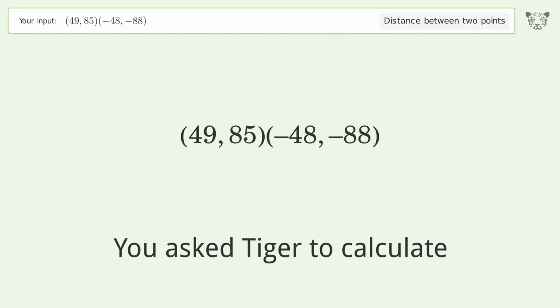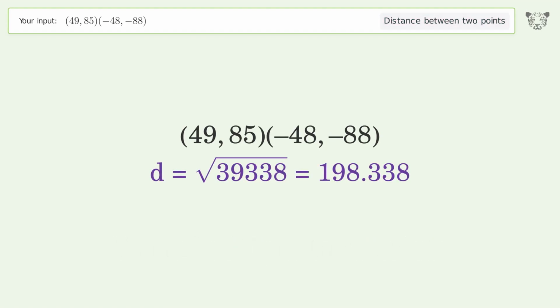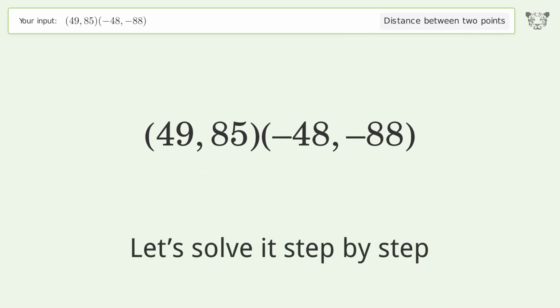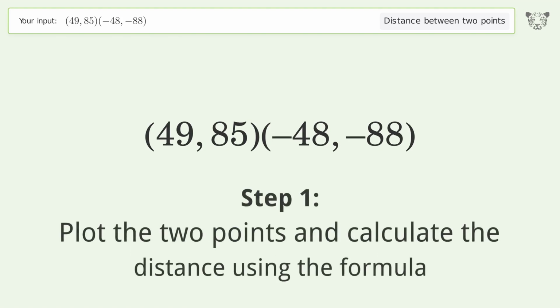You ask Tiger to calculate. This deals with the distance between 2 points. The distance between the 2 points is the square root of 39,338, or 198.338. Let's solve it step by step. Plot the 2 points and calculate the distance using the formula.